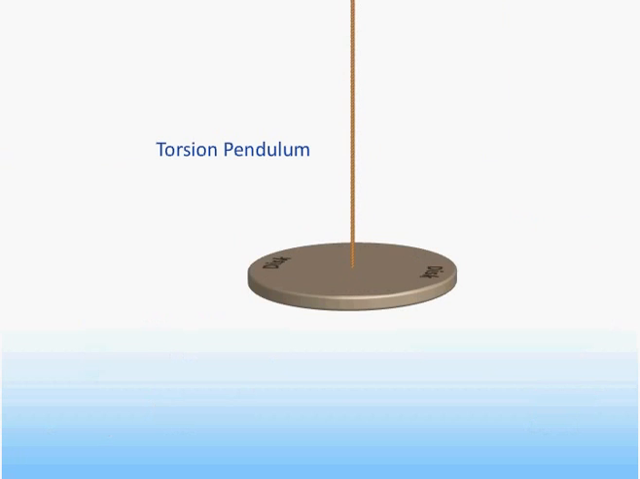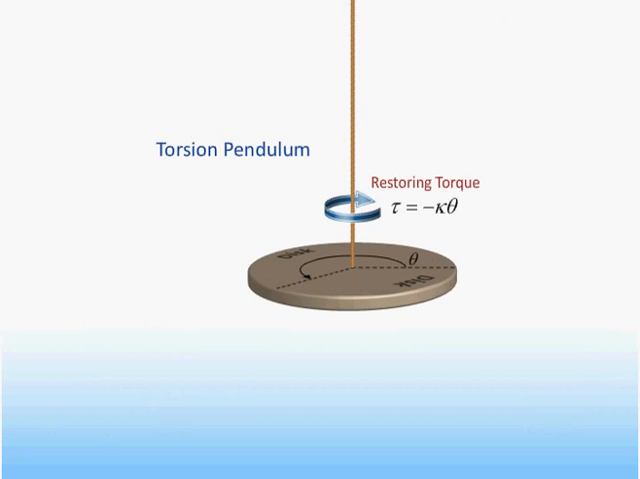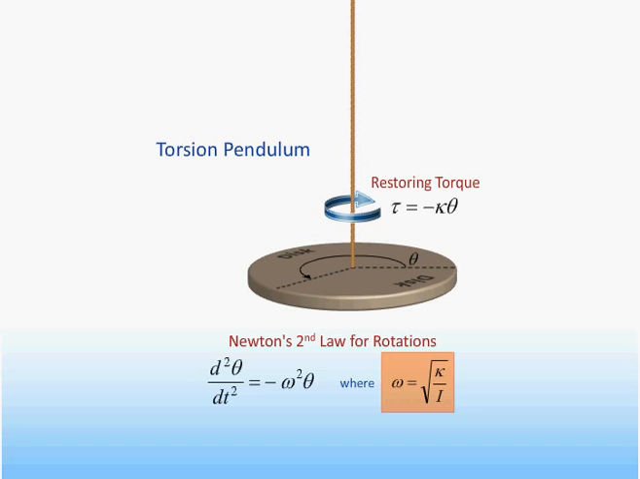We conclude with a brief discussion of the main points of this pre-lecture. First, we discussed the motion of a torsion pendulum, in which a disc, suspended by a wire through its symmetry axis, executes oscillations about that axis. The restoring torque provided by the wire is proportional to the angular displacement of the disc about its axis. Applying Newton's second law for rotations, we found that the disc executes simple harmonic motion with a frequency proportional to the square root of the torsion constant divided by the moment of inertia of the disc about its symmetry axis.